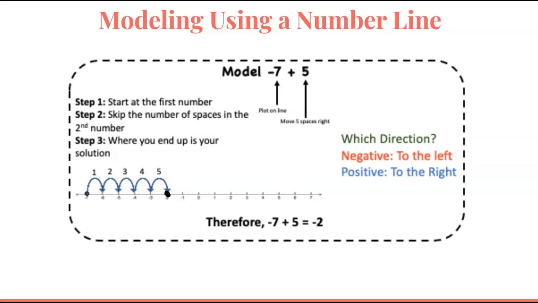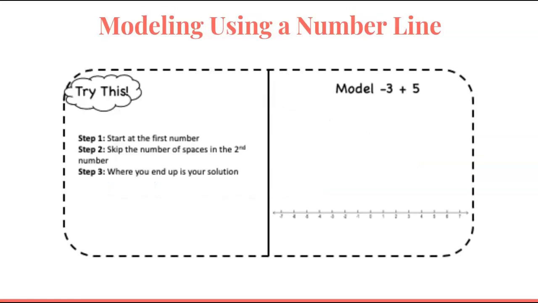Okay, try the next example using a number line. It's really important that you understand how to use a number line to add or subtract numbers. So hopefully you paused the video and took a shot at the problem. So let's go over this one together. I'm going to model negative 3 plus 5 using a number line. So first step, as always, is to start with my first number. My first number is negative 3, so I want to plot negative 3 on my number line. Skip the number of spaces in the second number. We'll have a positive 5. This means I want to go 5 spaces to the right.